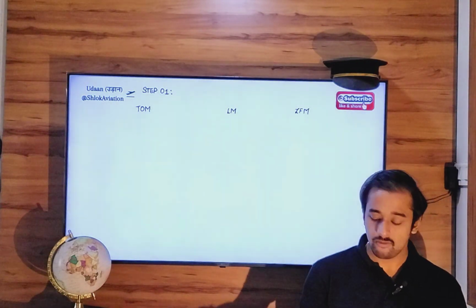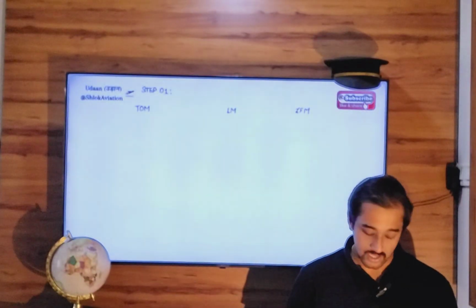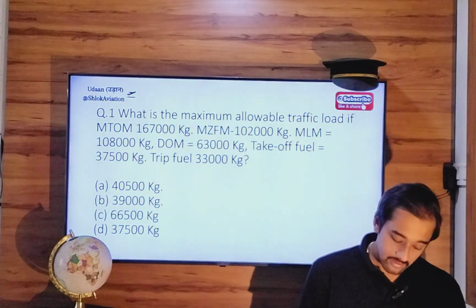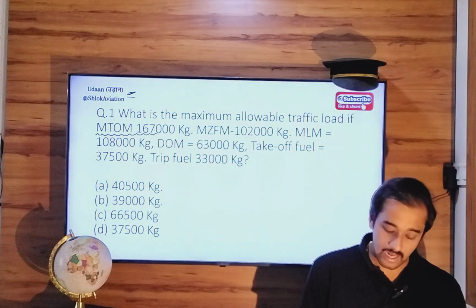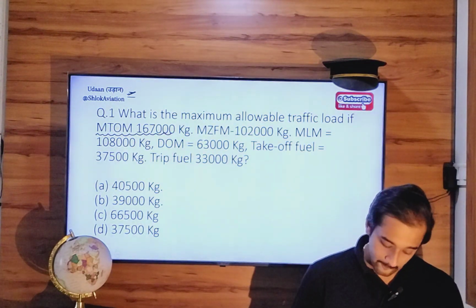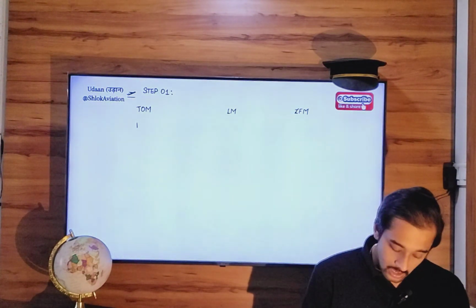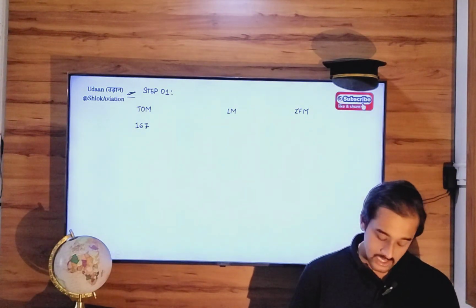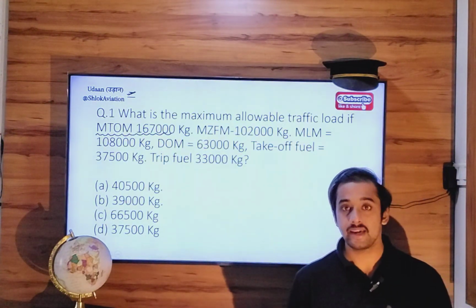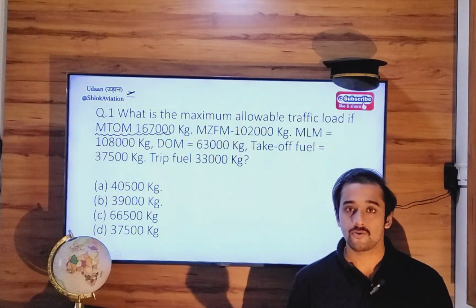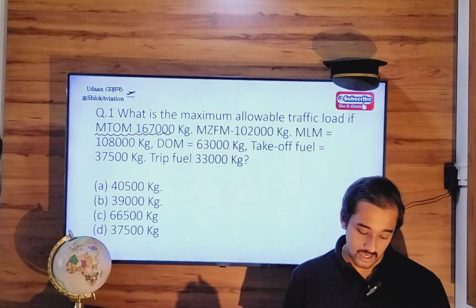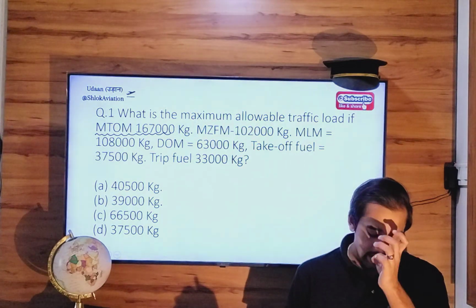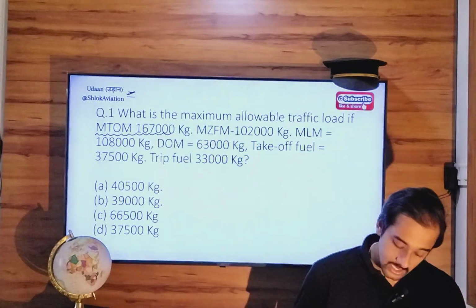Now in column number 1, the one for your takeoff mass, you will have to write the value for takeoff. Over here they have given maximum takeoff mass is 1,67,000 kg. I am dividing by 1000 for simple calculations. So 167. Landing mass is 1,08,000. So I am writing 108.